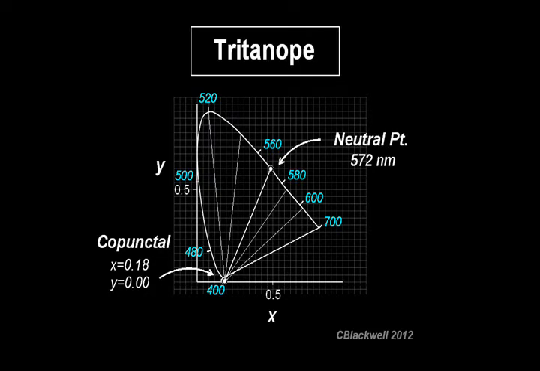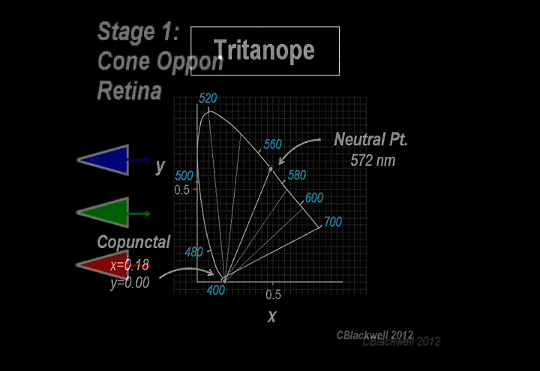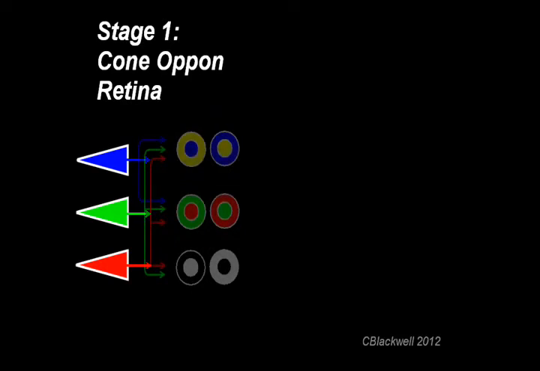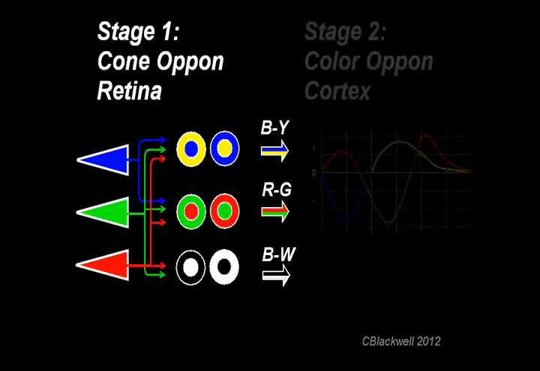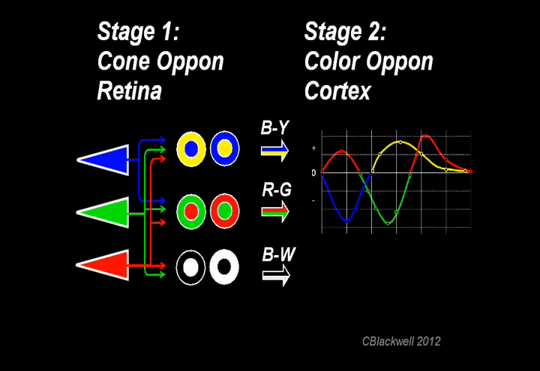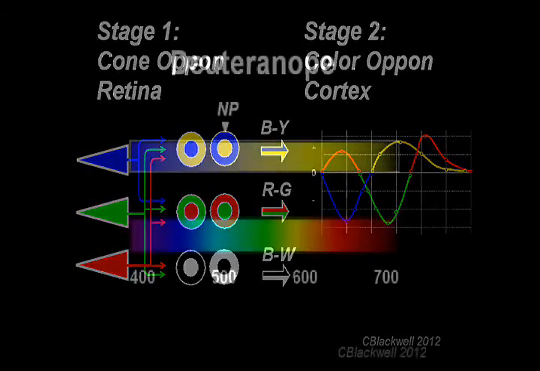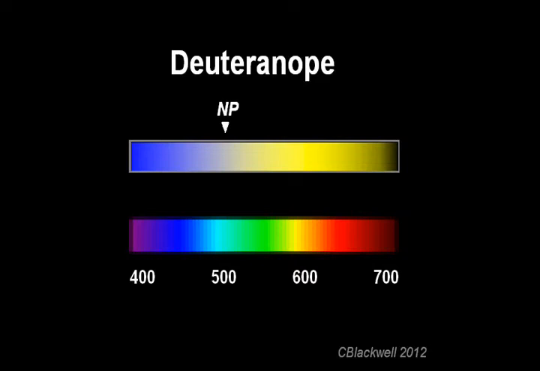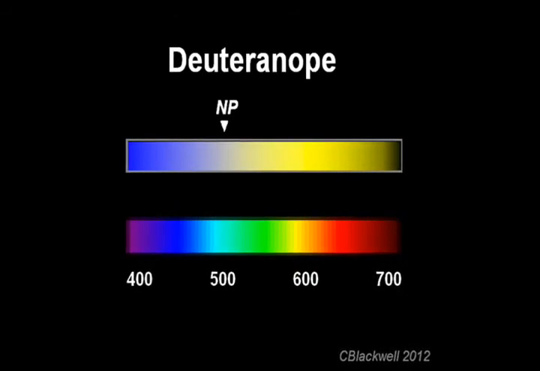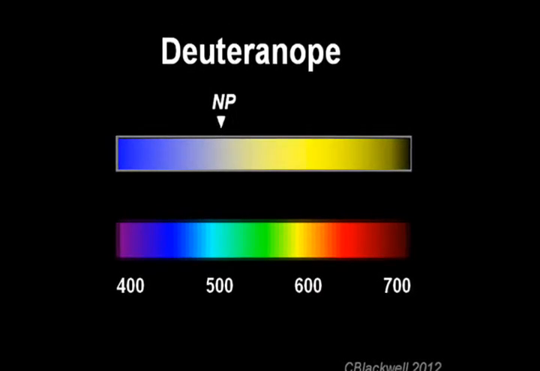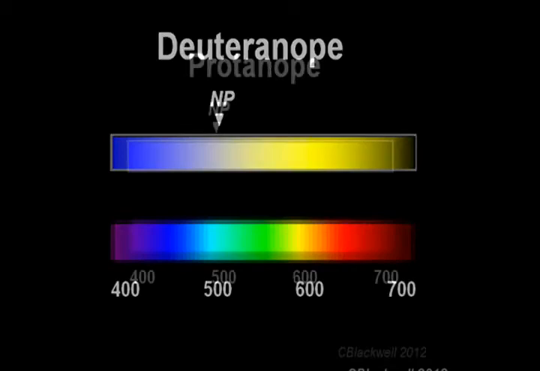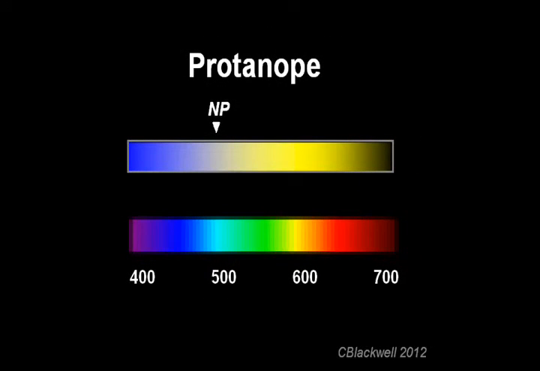But we are not done yet. We have only taken into account the first stage of color processing by the cones. Stage 2 of color processing involves the color opponent channels. Taking into account the second stage, this is what the final spectrum looks like to a deuteranope, a person missing the green cone. It ends up as a palette of blue and yellow. The neutral point is labeled. This is what the spectrum looks like to a protanope, with the neutral point labeled.